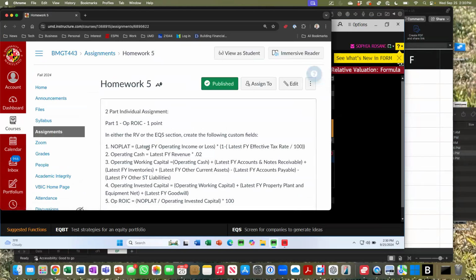the first custom formula you have to do is NOPLAT. All right. So NOPLAT doesn't exist in Bloomberg. That's a McKinsey term. Right. And we define NOPLAT as operating income times 1 minus the tax rate. So we're going to create a custom formula to put NOPLAT in our terminal. So we're going to start out with latest FY operating income or loss.